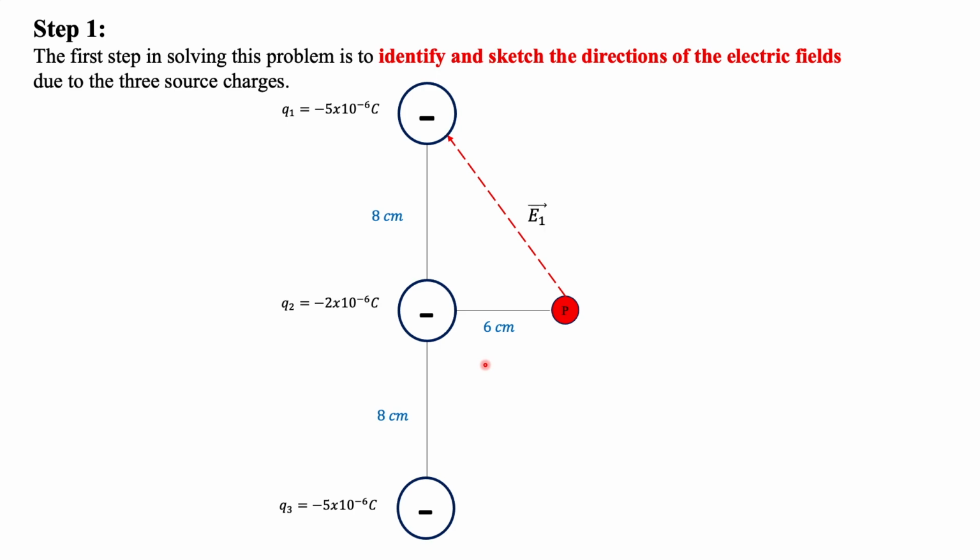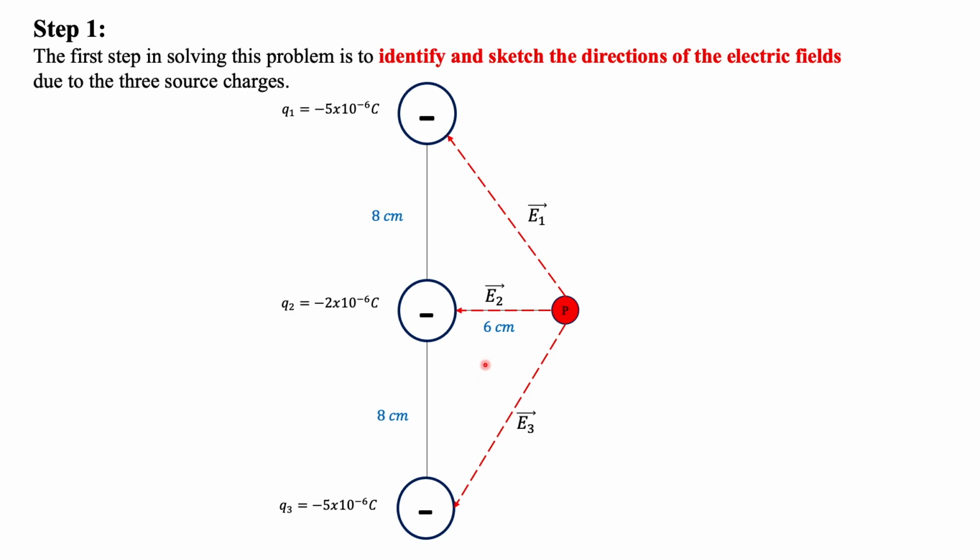It's toward the negative source charge. For the second source charge, as you might expect, since it is also a negative charge, it should be towards that source charge, or Q2 in this case. And expectedly, you should think that the third charge, Q3, should have an electric field pointing towards it since it is a negative charge. So you have now identified the three electric field vectors due to the three source charges from the field point P.